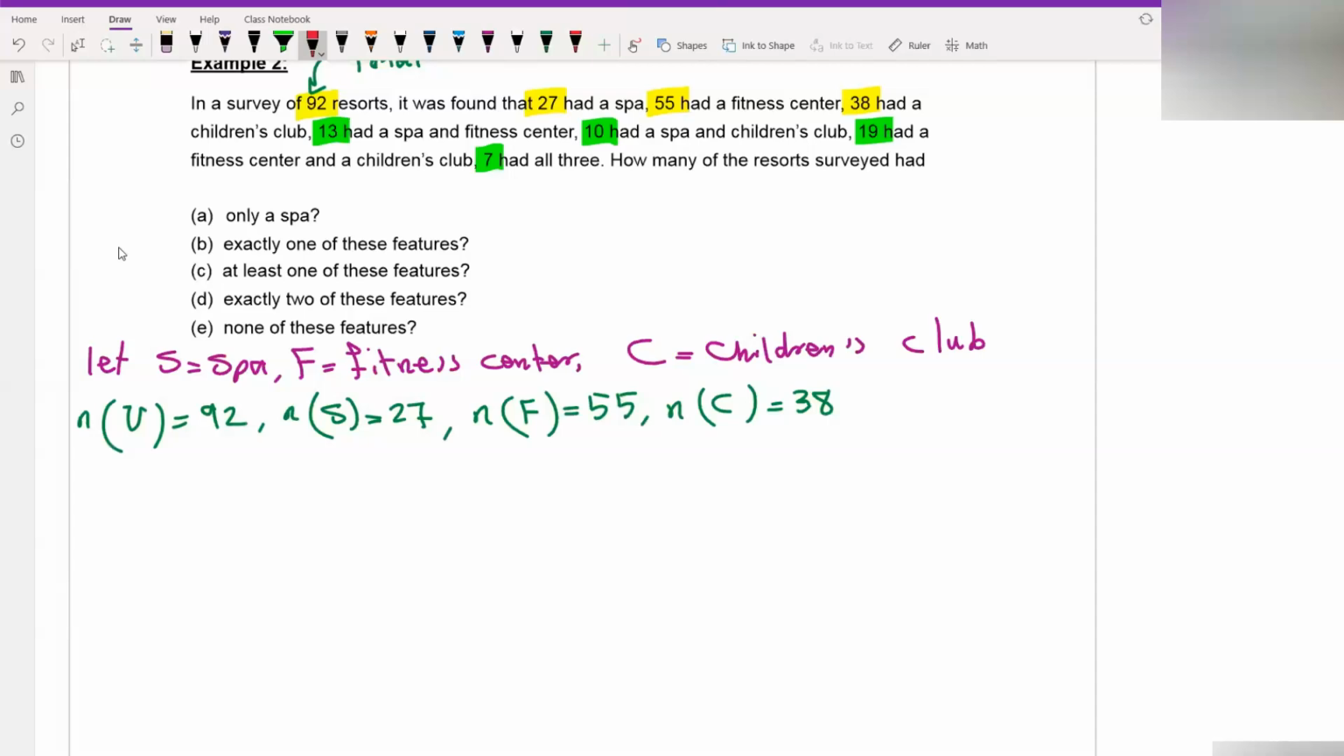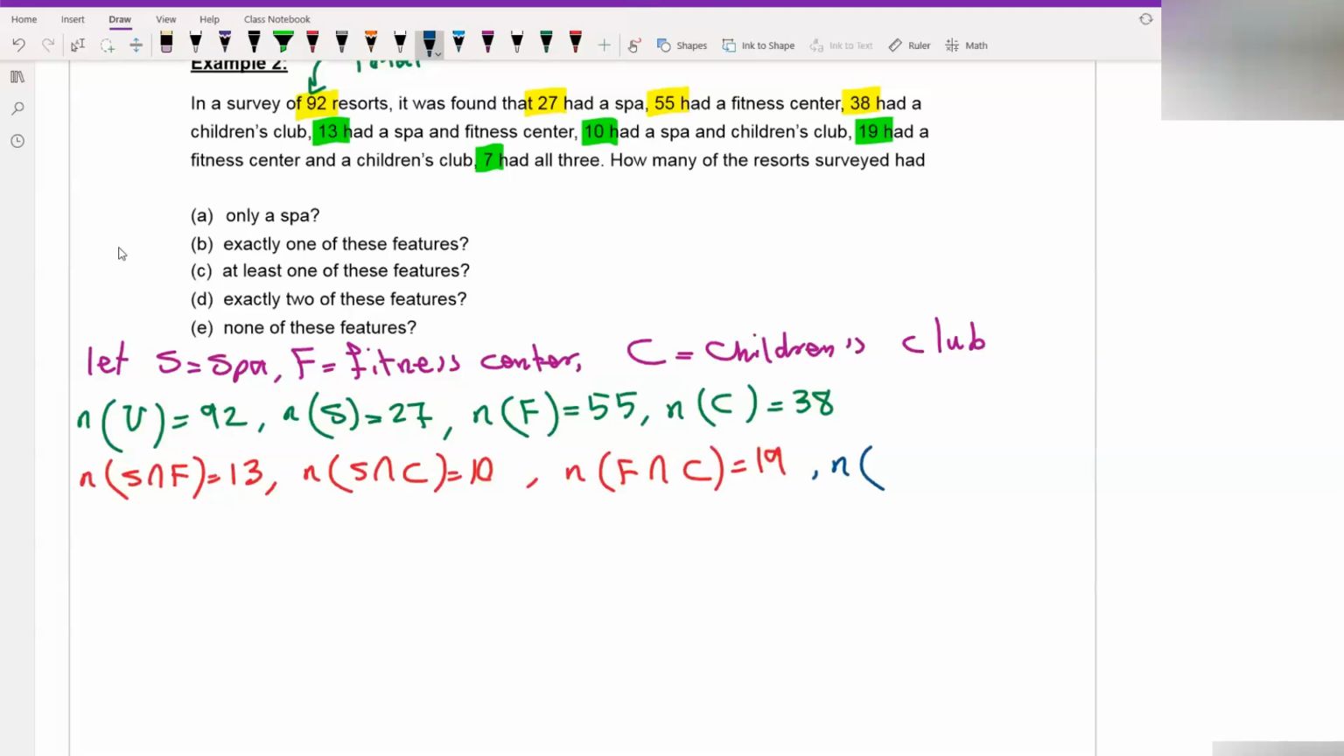Now what do we have in the intersection part? S and F, 13. S and C, 10. F and C is 19. And finally, all these three is 7.